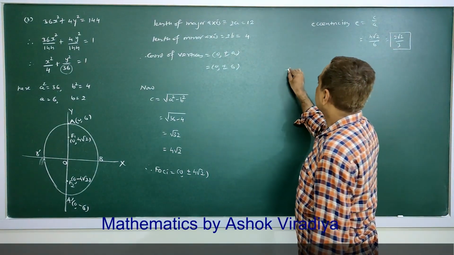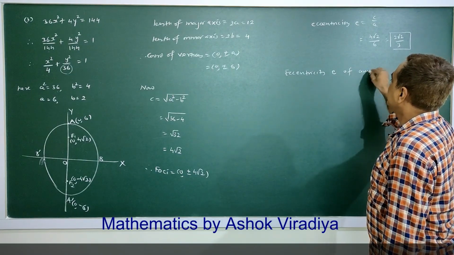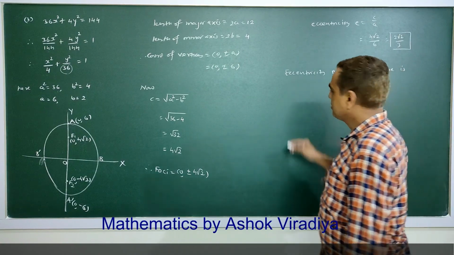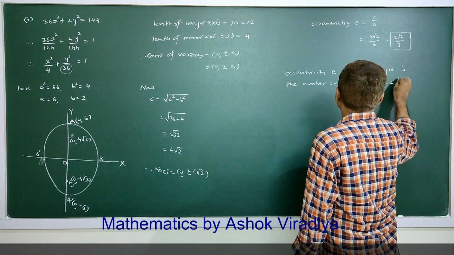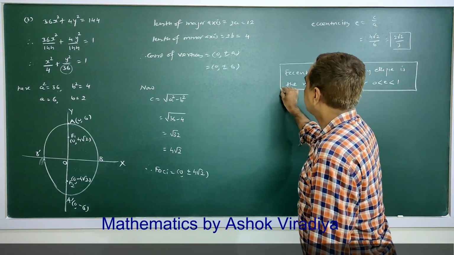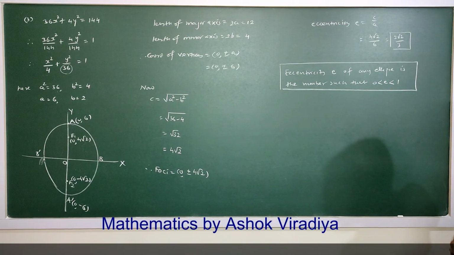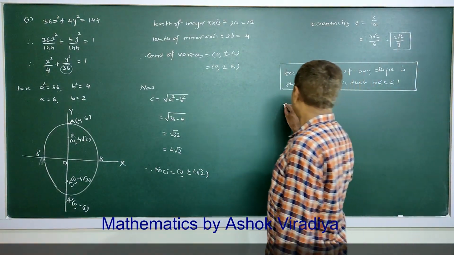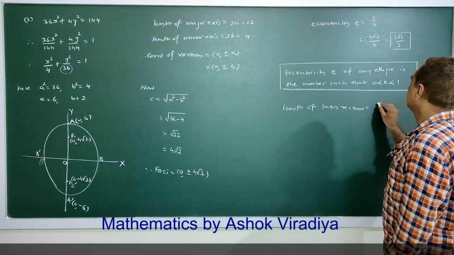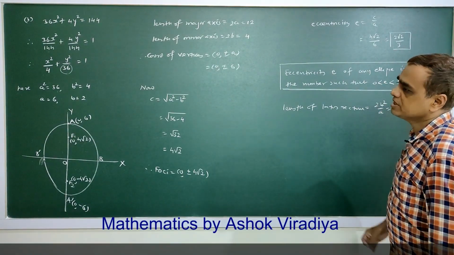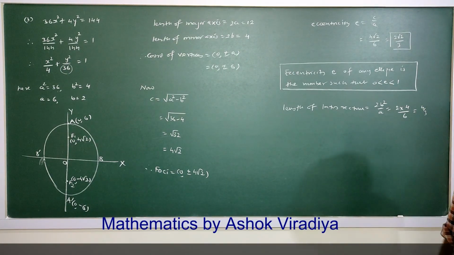See, always remember one point: the eccentricity e of any ellipse is a number whose value is always between 0 and 1. It cannot be more than 1. Length of the latus rectum. The length of the latus rectum is 2b square by a. b square is 4, a is 6. So that is 4 by 3. So this is the length of the latus rectum.